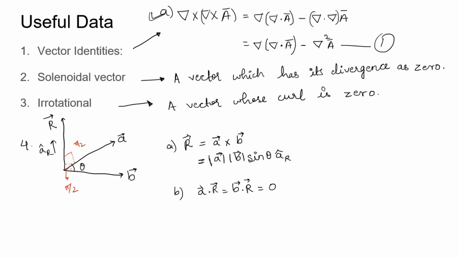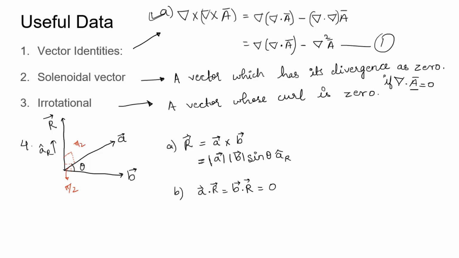Another thing is solenoidal vector. Now what is a solenoidal vector? A vector which has its divergence as 0. So simply it is nothing but del dot A is equal to 0. If this is satisfied, then A is known as the solenoidal vector.